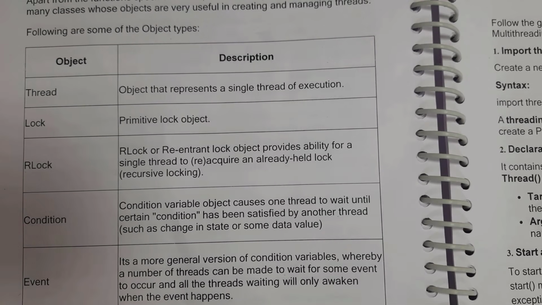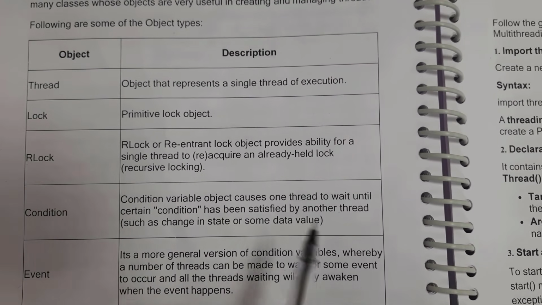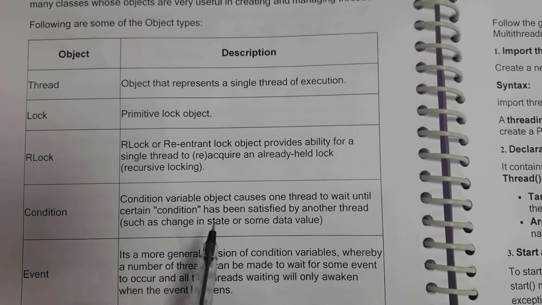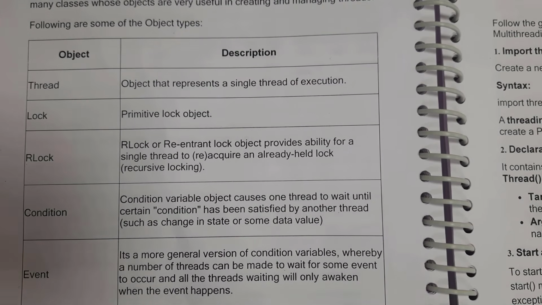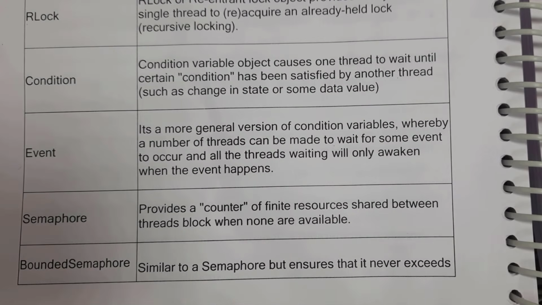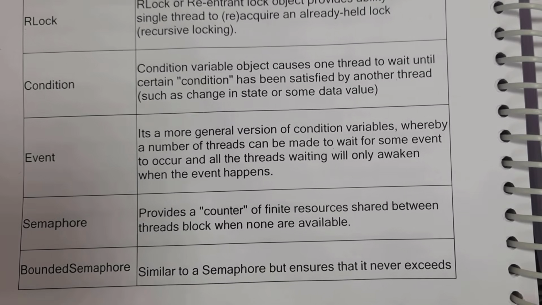And next one is condition. Condition variable object causes one thread to wait until certain condition has been satisfied by another thread. That is nothing but one thread need to wait until condition is satisfied, and this condition is given by another thread. And next one is event. For example, I clicked on enter button. This is event. Event is nothing but all threads need to wait for some event. Until that particular event happens, all threads must be in waiting state.